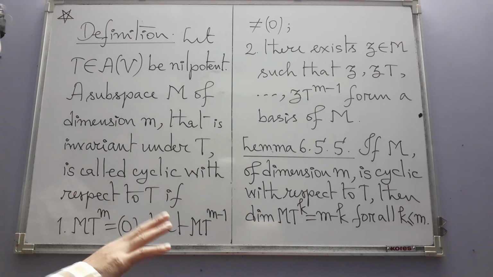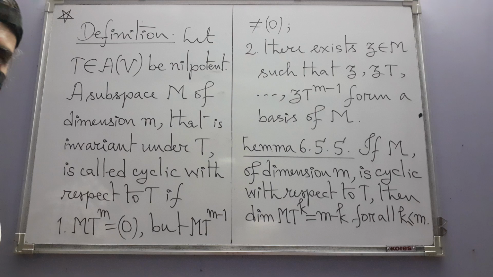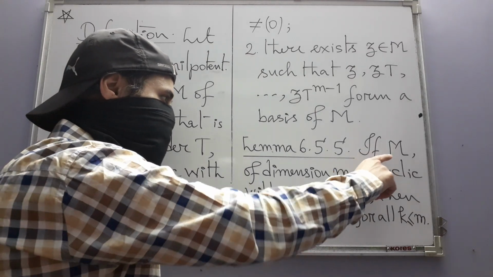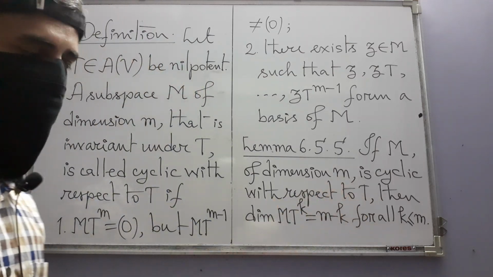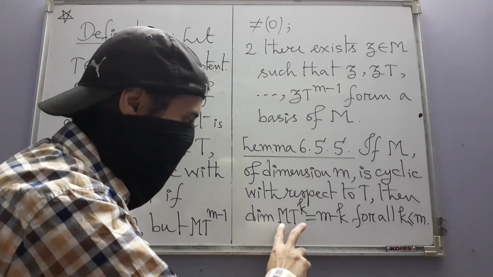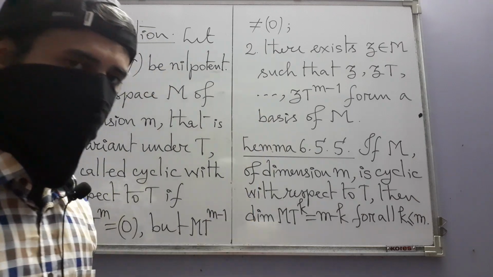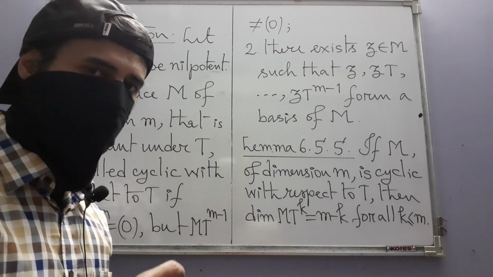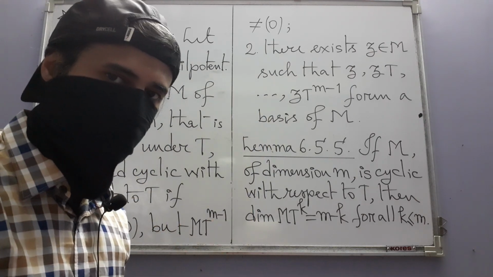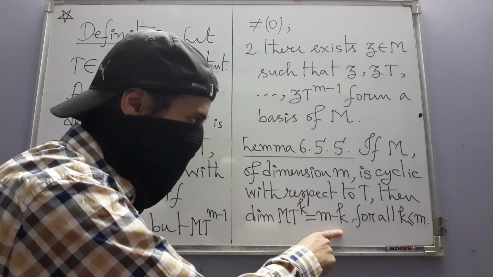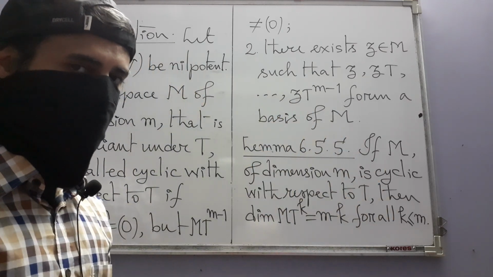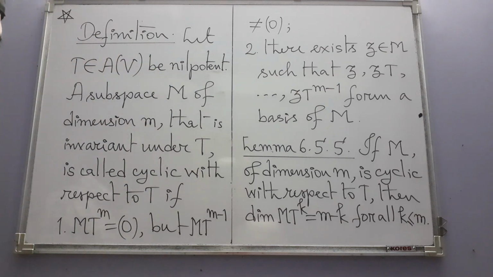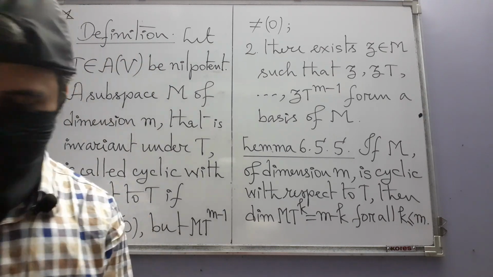Now what is the next result about this type of cyclic subspaces? If M is cyclic with respect to T and again is of dimension m, then the dimension of M T to the power k, the dimension of the image of M under the kth power of T, is m minus k for all integers k less than or equal to m, non-negative integers of course. So let's now see the proof of this.